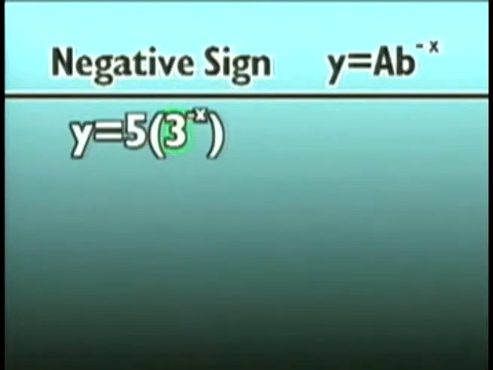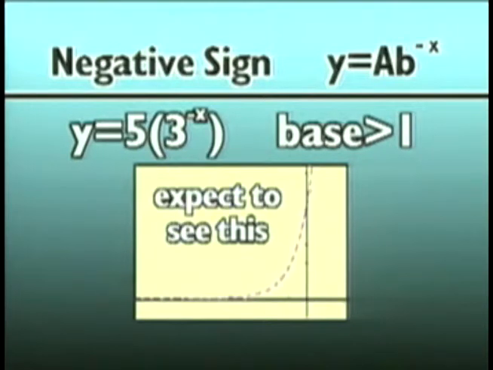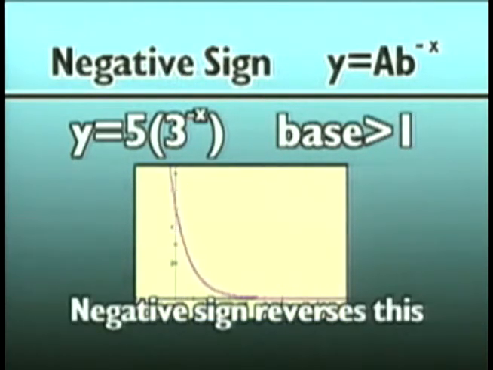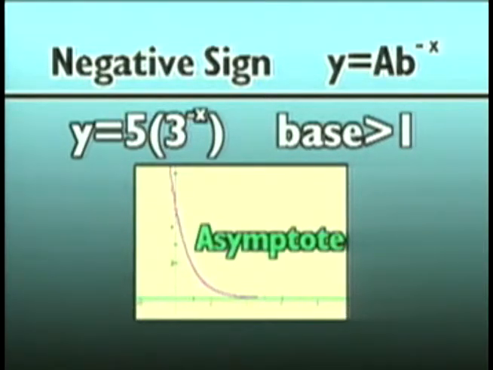Then, for y equals 5 times 3 to the negative x, the base 3 is bigger than 1, so we would normally expect the graph to go uphill from left to right, but the negative sign reverses this. The curve goes downhill from left to right, and that means the right side of the x-axis is the asymptote.